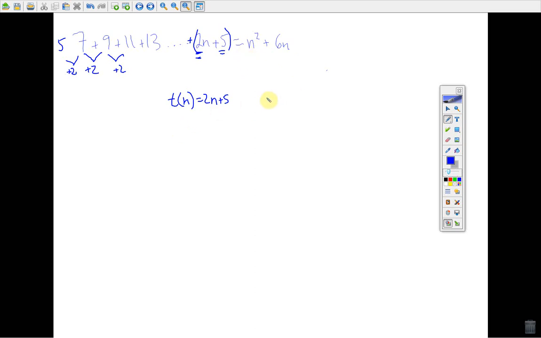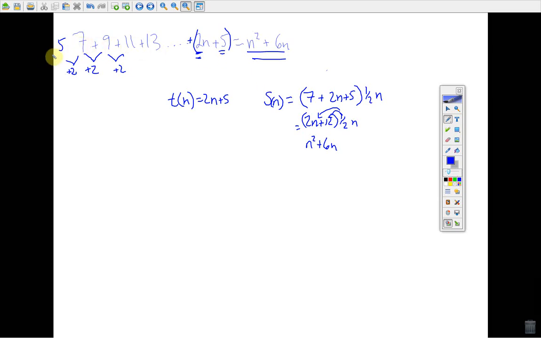Now we need to find the equation for s of n. I have it written out, but let's go through the process of finding that as well. For the sum up to the nth term, we're going to take our first term, which in this case is 7, plus our last term, which in this case is 2n plus 5, and multiply by 1/2 times n. So this is going to be 2n plus 12 times 1/2 n. If we distribute the 1/2 n to both of these terms, we're going to get n squared plus 6n, which is what we have right here.